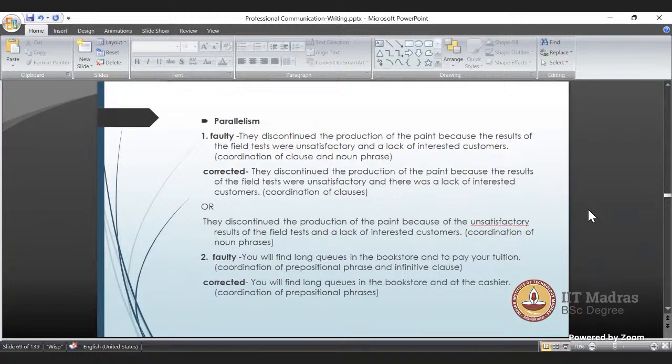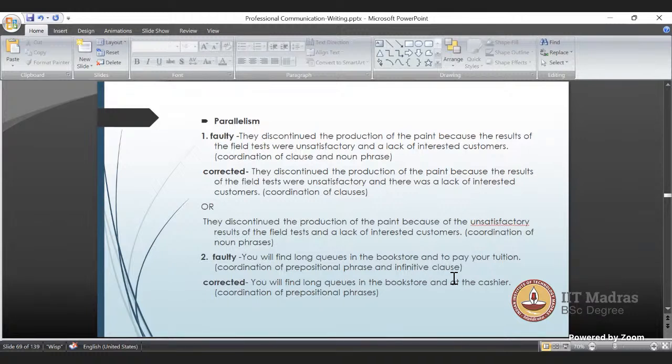Or if you want to use, say, a noun phrase for both, then it will look like this: production of the pain, because of the unsatisfactory results of the field test, lack of interest from customers, right? So you change "the results of the field test were unsatisfactory" to "unsatisfactory results of the field test." So replace it with a noun phrase, right?